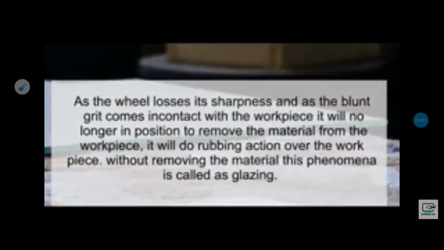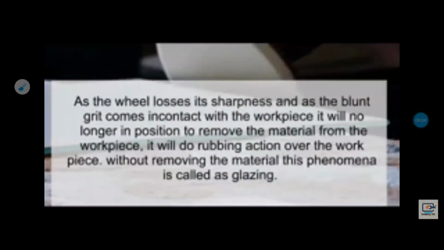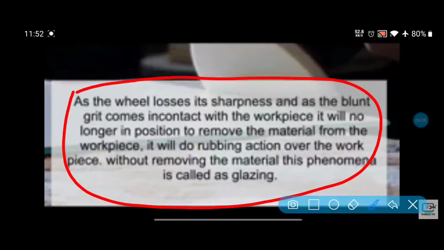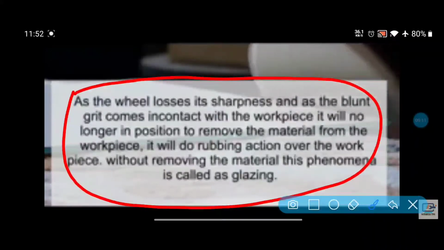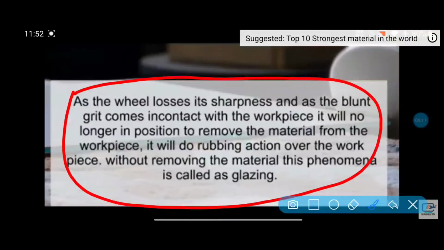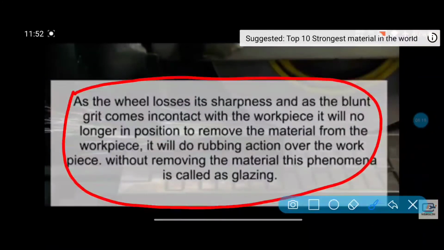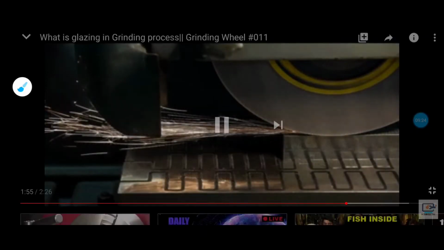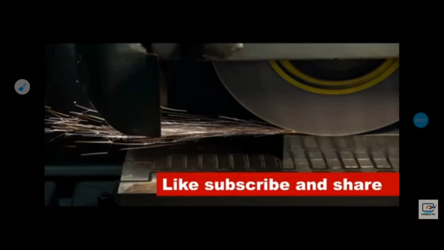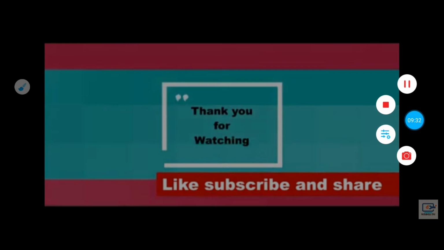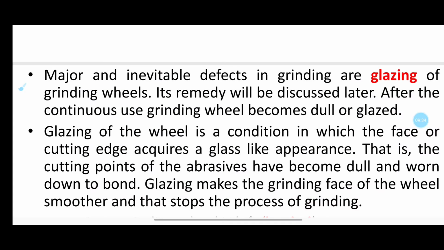If we look at the definition: as the wheel loses its sharpness and as the blunt grit comes into contact with the workpiece, it will no longer be in a position to remove the material from the workpiece. It will do only and only rubbing action over the workpiece without removing the material, and this phenomenon is called glazing. So I hope you get some idea what the glazing phenomenon is in the grinding process.